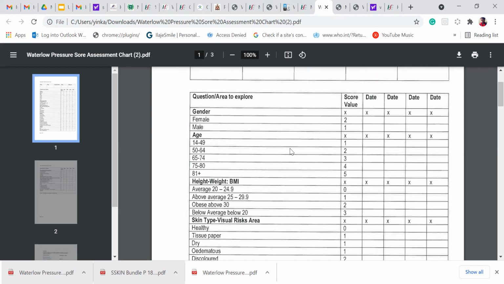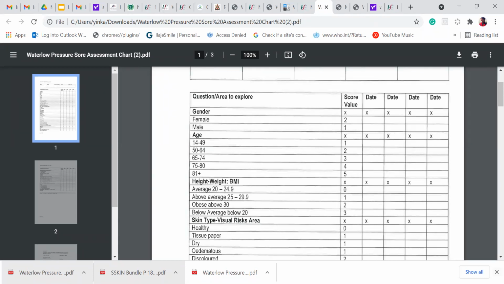Age as well has its own scoring guide. So 14 to 49 scores 1, up to 81 plus, which would be 5, because by 81 the person is old and frail, so the skin will definitely be very susceptible to damage from pressure sores. You also score the height and weight, which is the BMI. The BMI score is between 0 and 3. So you give the required score per date. You can see the dates here, so you need to write the date and check.